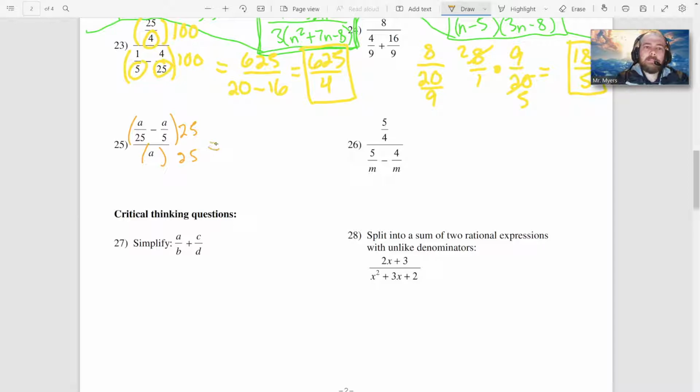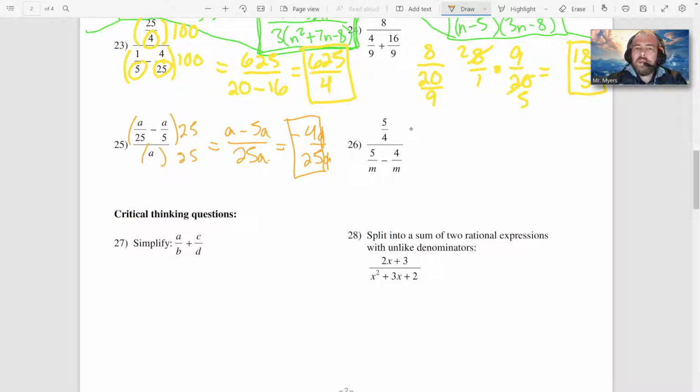That would be a, because 25 times a over 25. And then 25 over 5 is 5 times a is 5a, so minus 5a over 25a. So this is going to be negative 4a over 25a. The a's cancel, and I just get negative 4/5.